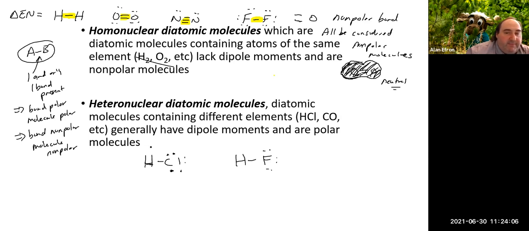So we would expect that in this particular case, this bond to be more polar. And we would expect the electrons to be heading towards the chlorine in this case and towards the fluorine in this case, creating, for example, that partially negative charge over there, partially positive charge over here. So these guys would contain polar bonds.